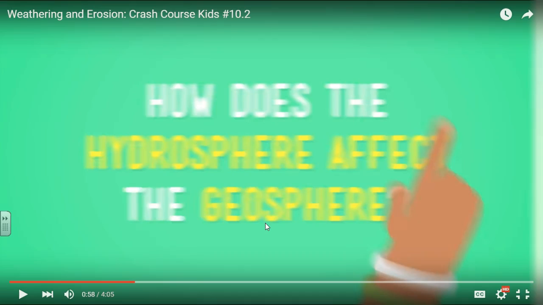So what that means, the hydrosphere is the water on Earth, and the geosphere is the land on Earth, is what she's talking about here.